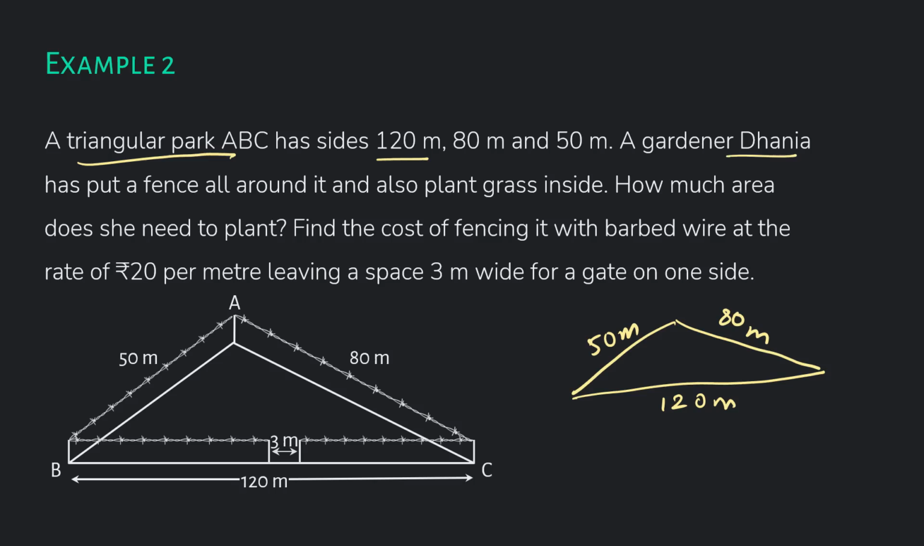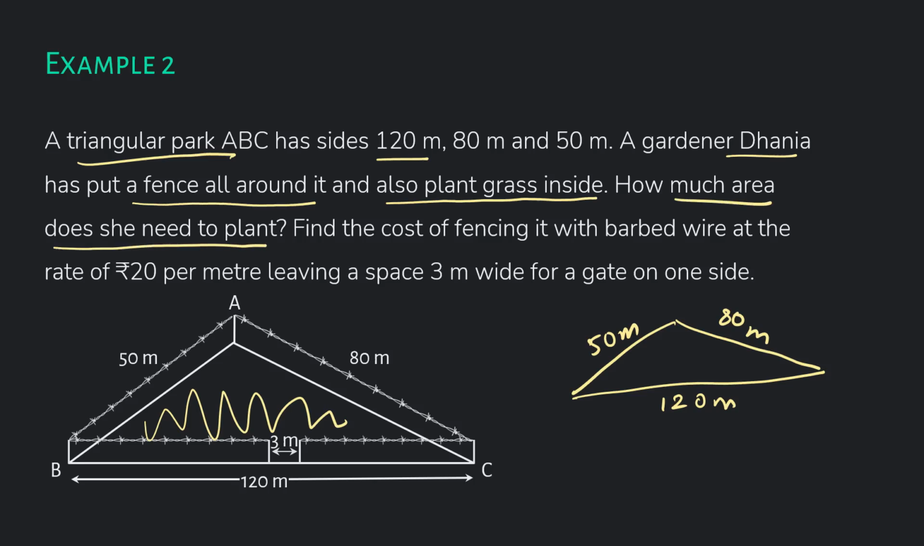A gardener, Dhanya, has put a fence all around it and also planted grass inside. So we have put a fence like this all around the boundaries of the park and also planted inside. Now how much area does she need to plant? That is, how much is the area of the park? So we can easily find the area of the park.